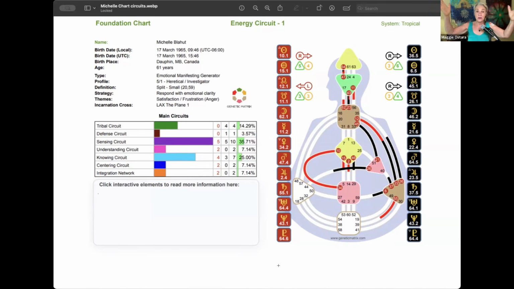Right. And then it could also, for you, Michelle, give you some relief perhaps from that defined head in ajna, which can get a little overbearing at times.